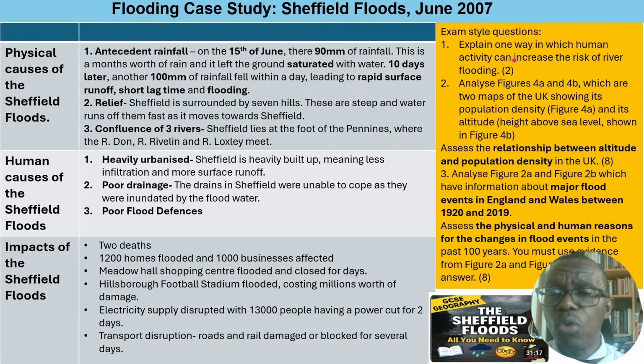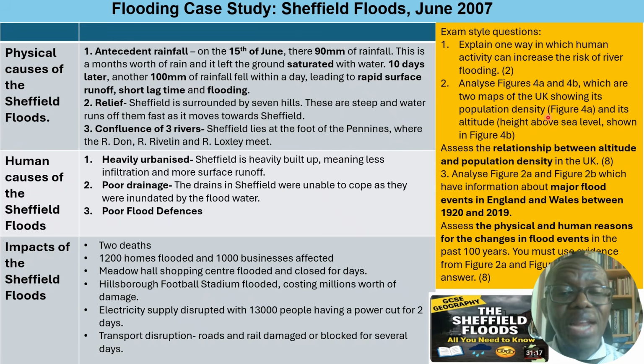So explain one way in which human activity can increase the risk of river flooding. So we can talk about any one of these human activities here, or human causes, and then analyze figures 4a and 4b. So this here is an 8-mark question, which has 2 maps of the UK showing its population density.